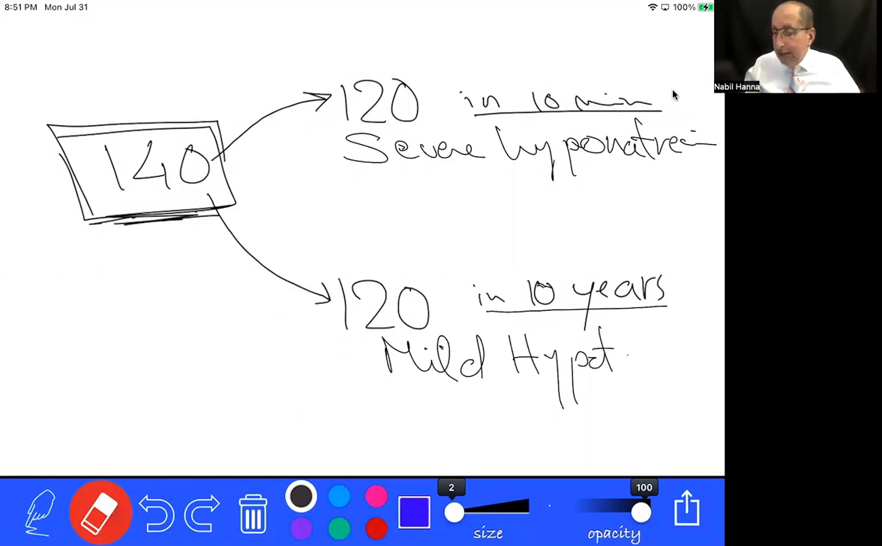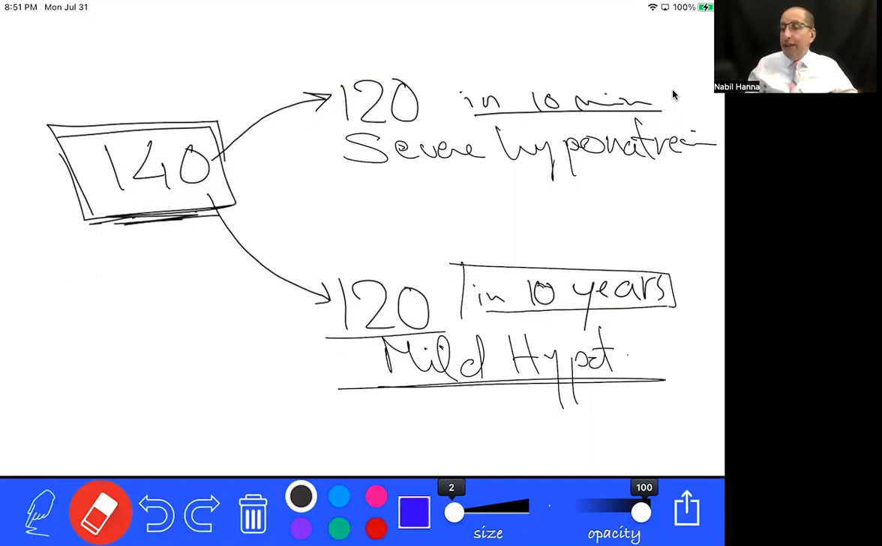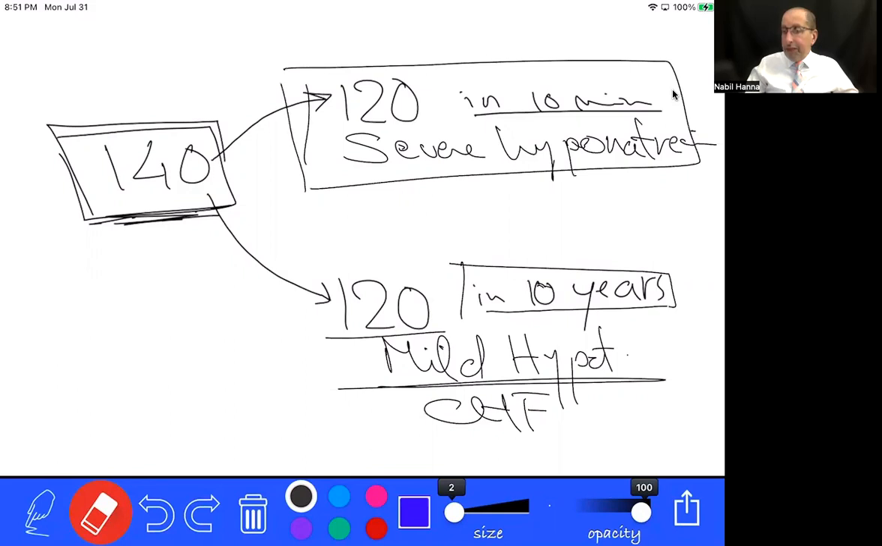How can you say it's mild? The sodium is too low. It's 120. Yes, but it took you 10 years to reach that low level. So the symptoms are not very severe. The symptoms are actually very mild, as seen in congestive heart failure. Whereas if you give one patient 3-4 liters of D5W, the patient is going to develop severe hyponatremia in 10 minutes or whatever, because this will result in significant symptoms, and this patient can develop seizures.